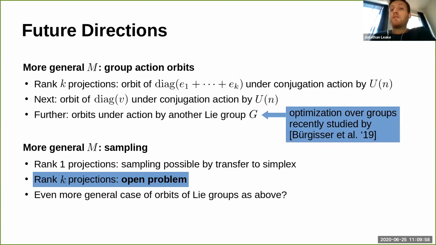And also in terms of sampling, we were able to get sampling in the rank 1 case by transferring to the simplex. There's something similar you can do in the rank K case, but it's not really clear how to do everything. Things are more complicated. So that's an open problem. But even more generally, can you go beyond that? Can you go to other groups, these other orbits? Can you do these things in more general cases? And that's it.